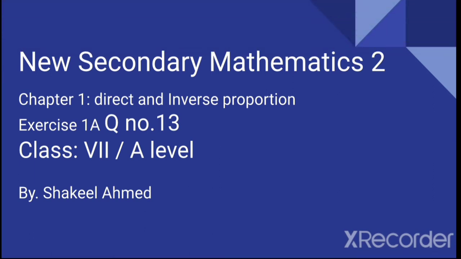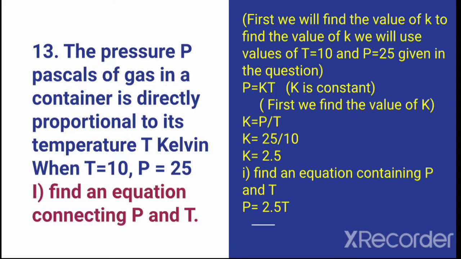We are in chapter 1, direct and inverse proportion, exercise 1A, and we will attempt today question number 13. This video is for class 7 or A level students. So let's start. Question number 13 is: the pressure P pascals of gas in a container is directly proportional to its temperature T Kelvin. When T is equal to 10, P is equal to 25. Part 1: find an equation connecting P and T.